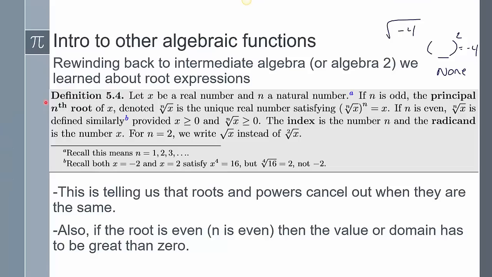So this is telling us that roots and powers cancel out when they are the same, and also if the root is even, so n is even, then the value of our domain has to be greater than or equal to 0. So the nth root of x to the n power, those are going to cancel out. And if your root is even, it has to be greater than or equal to 0.